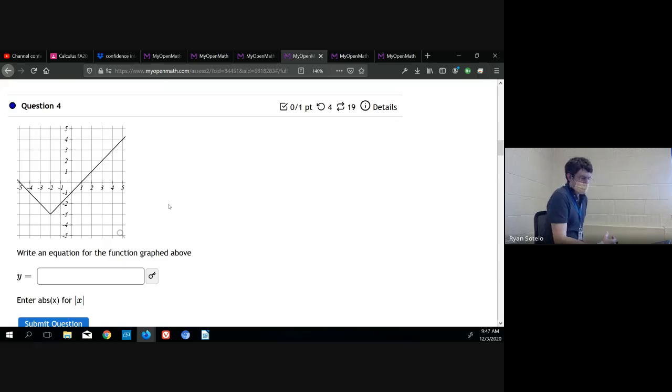It's positive 1, positive 3. For you? No, my vertex is at left 2, down 3.